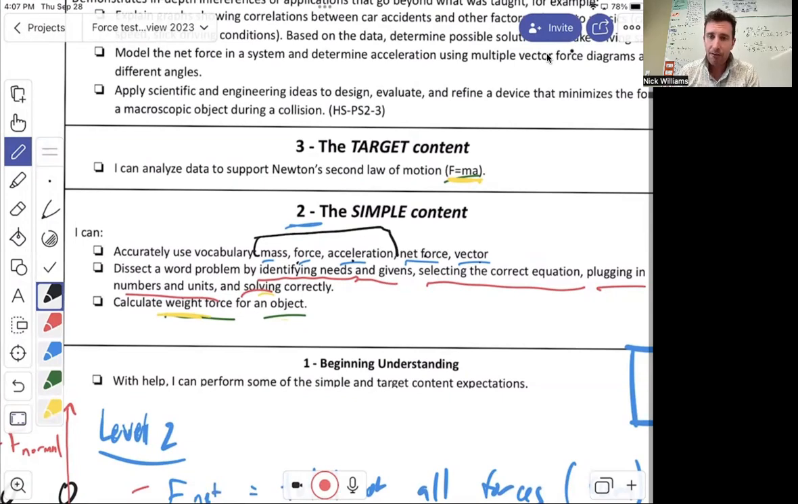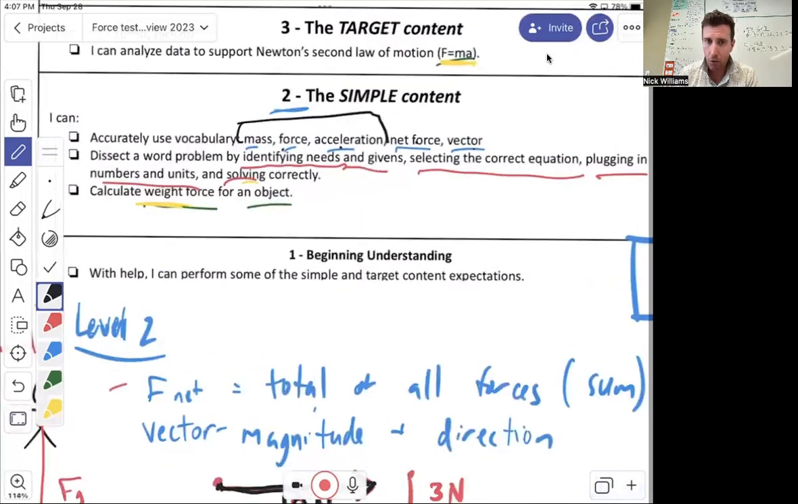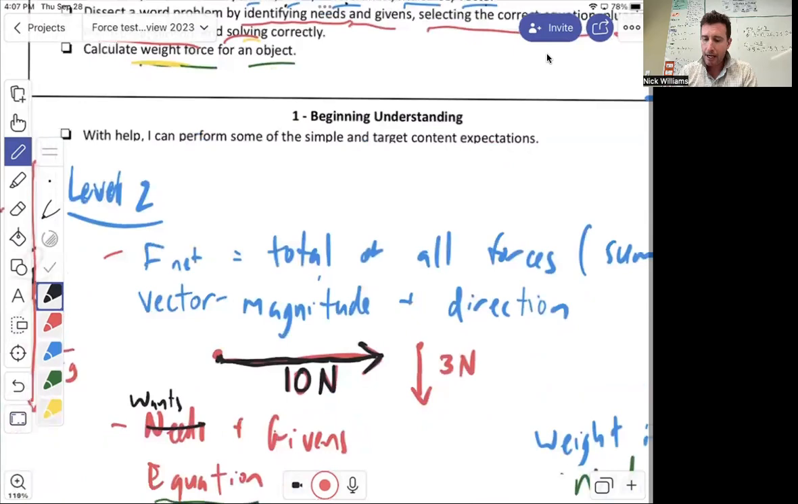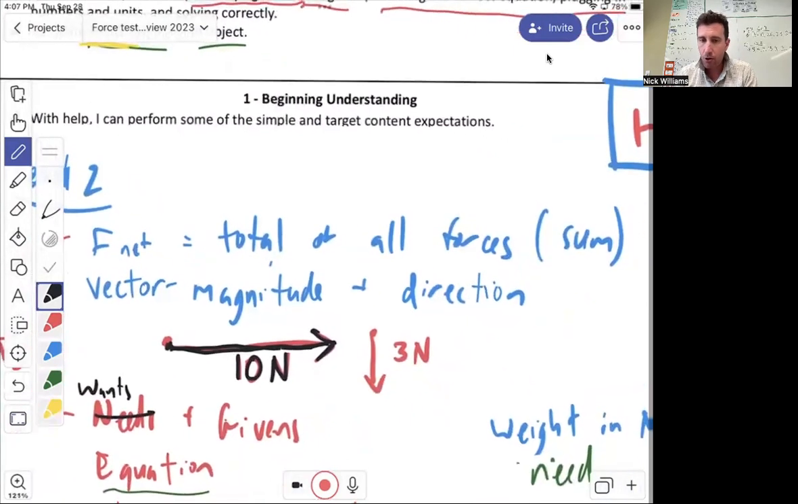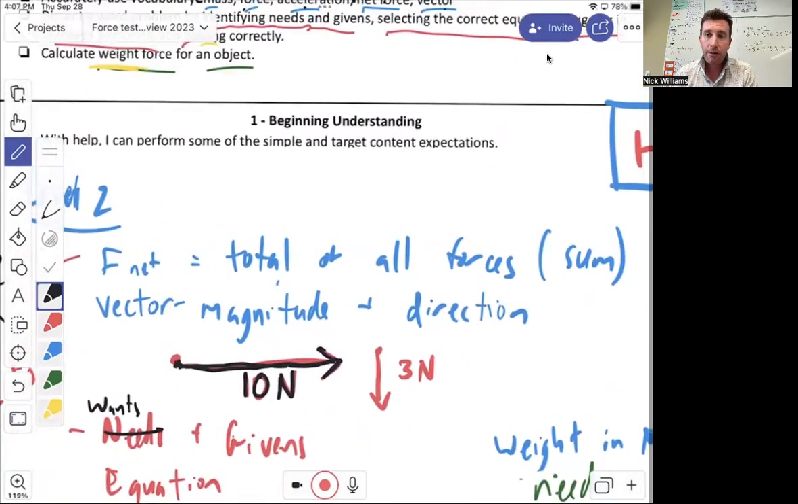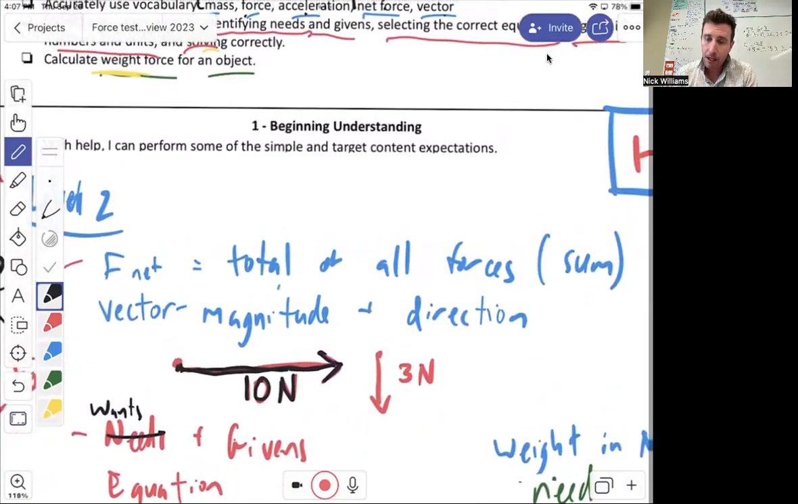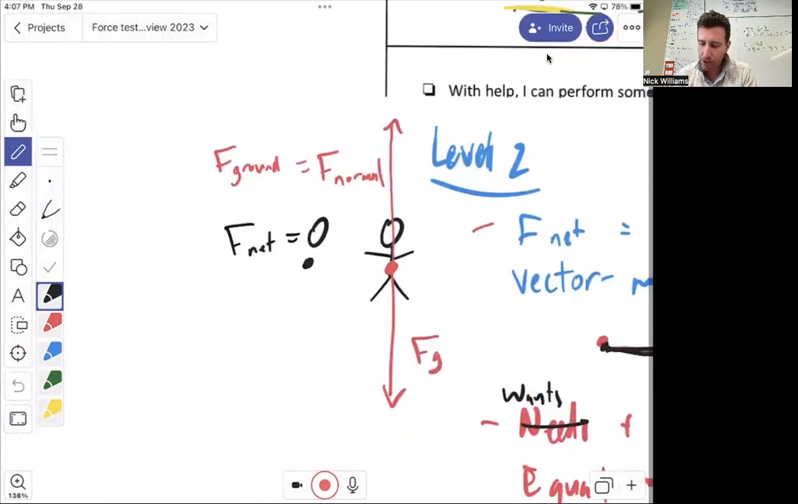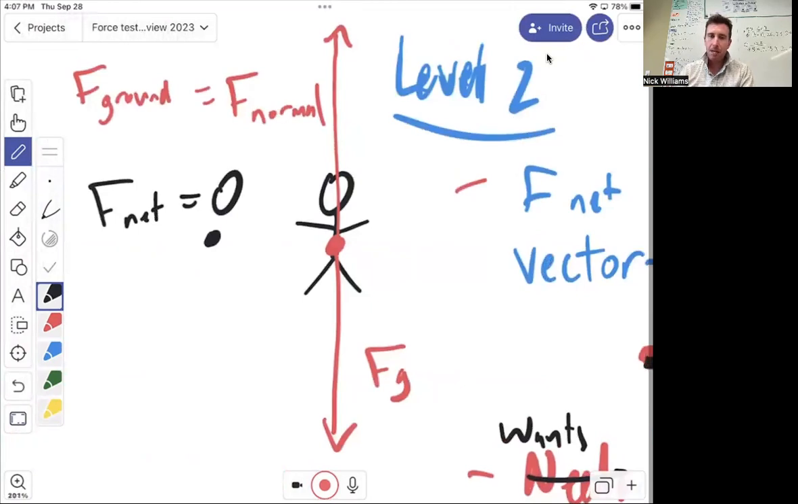Net force and vector we have also talked about, but just in case, because they're not quite as clear, net force is the total of all forces, or the sum of forces. If we're trying to figure out the net force, here is me, Mr. Williams. I'm standing on the ground. There's the ground. And I'm representing myself with a red dot. I have two forces on me.